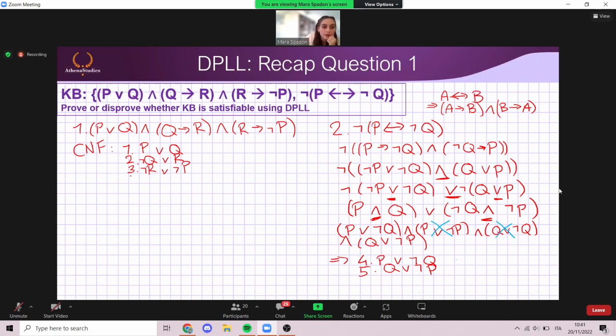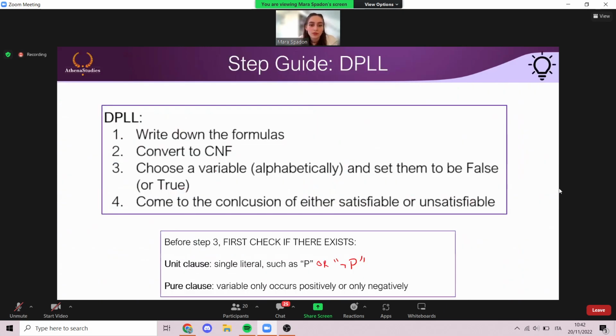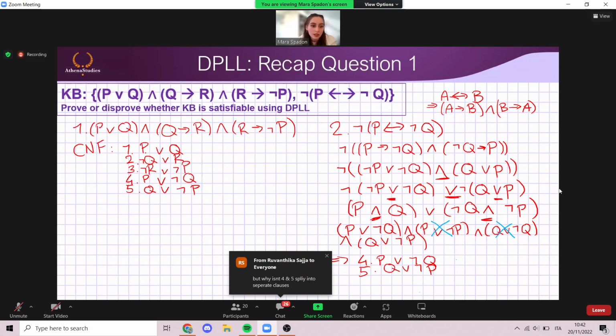So we can write down our final clauses now. We also have it for the other one. We have p or not q, and we have q or not p. Okay, so what is our next step? We choose a variable and set it to be true or false. We first have to check, is there a unit clause or a pure clause? Well, let's see. Does anyone see a unit clause or a pure clause here? Oh, okay, yeah. That's because of the and.